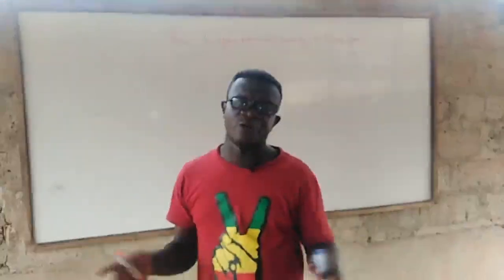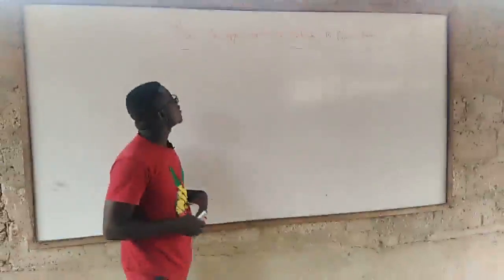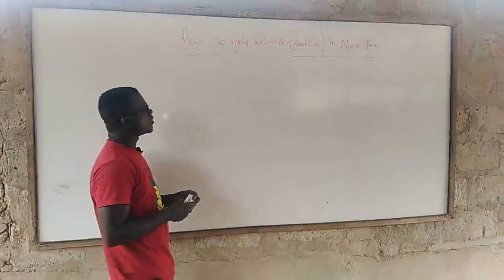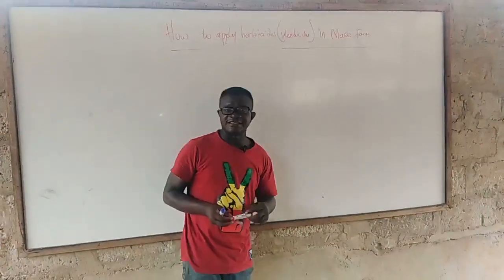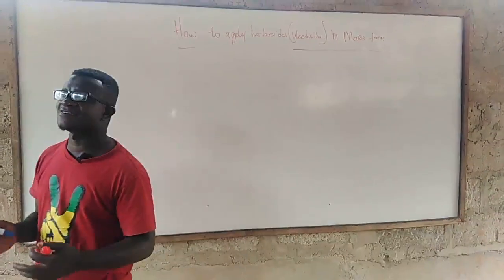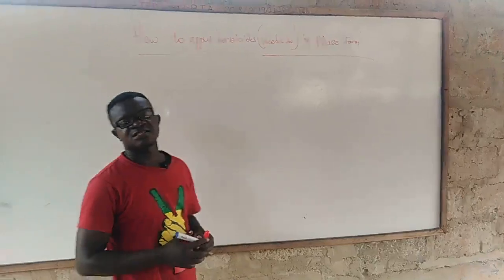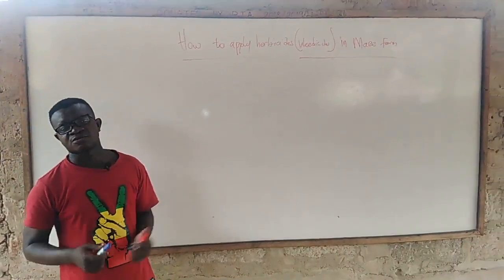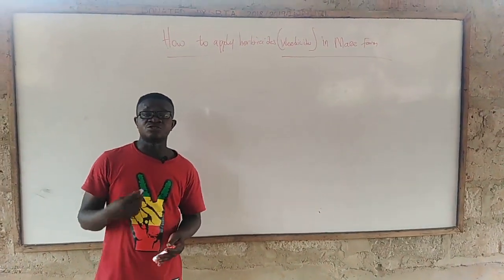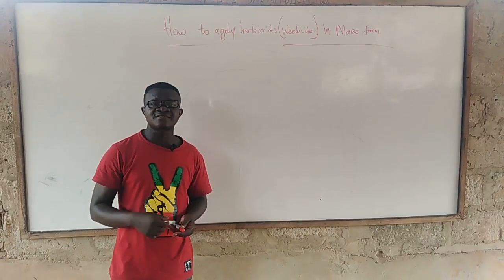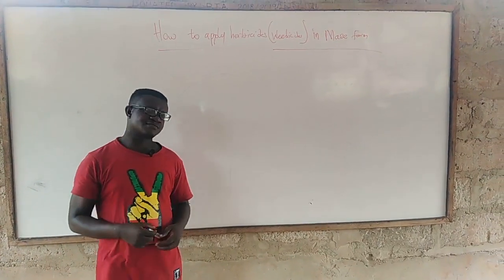This is Smart Agro Innovation. Today we are going to talk about how to apply herbicides or weedicides in a maize farm. It's very simple. To apply a herbicide simply means chemicals or synthetic chemicals that is used to control weeds on our fields.